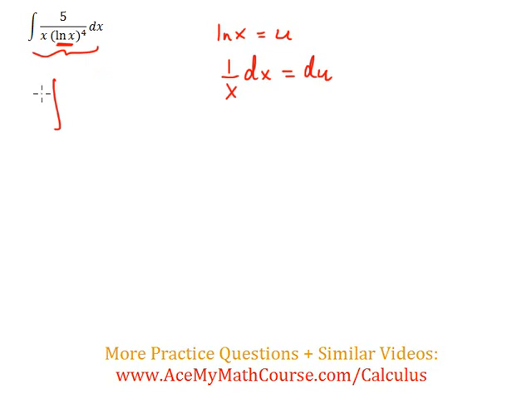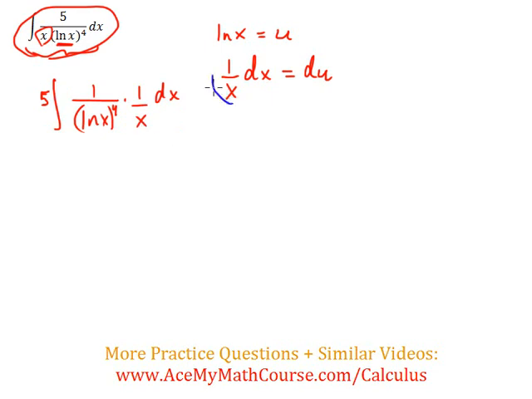First, I'm going to take the 5 outside of the integral because I can just do that. So I get essentially 1 over ln x to the 4, and I'm just going to have this x here as in 1 over x with the dx over there. So this is exactly equivalent to what we had originally. I can just split up the 1 over ln x to the 4 and the 1 over x because essentially they're multiplying anyway. And look at what I have here. 1 over x dx is equal to du.